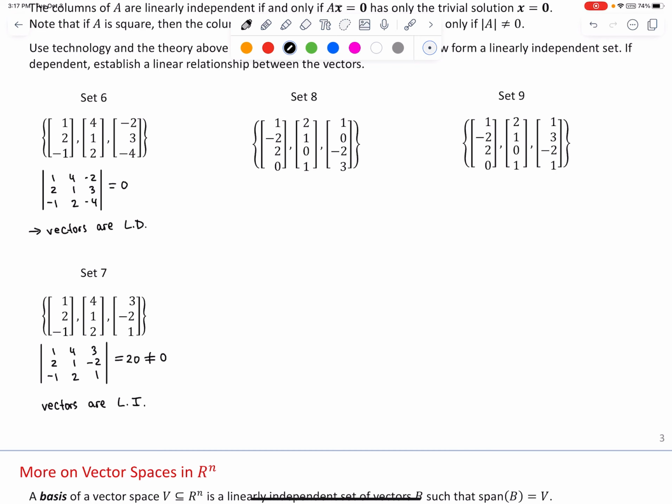Let's now look at set 8. 8 has 3 vectors in it, but they are vectors in R4. They are 4-dimensional vectors. So if I were to make a matrix out of these 3 vectors, it would be a 4 by 3, which is not square, so I cannot calculate its determinant. So if I want to determine if these 3 vectors are linearly independent or dependent, I would simply need to make a matrix out of them, a non-square matrix, multiply it by a vector of coefficients, and set that equal to the 0 vector, and determine whether or not we get only the trivial solution or whether we get a non-trivial solution. I'm going to go directly to an augmented matrix here.